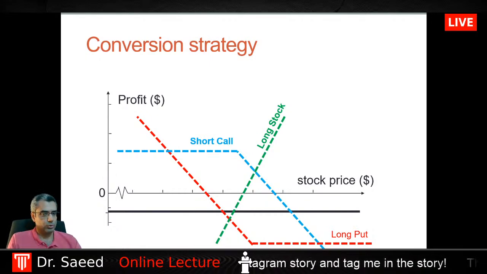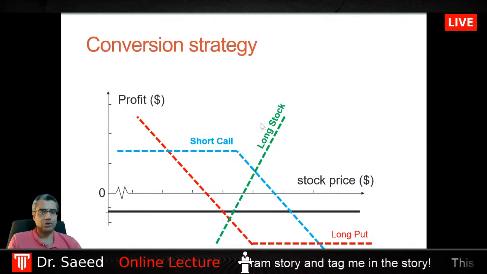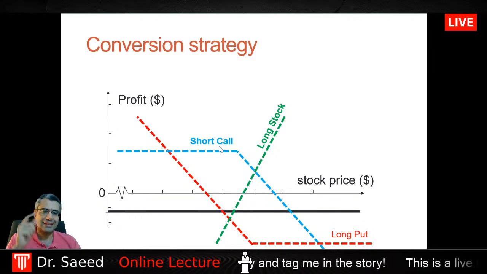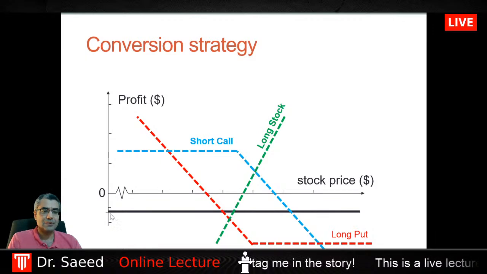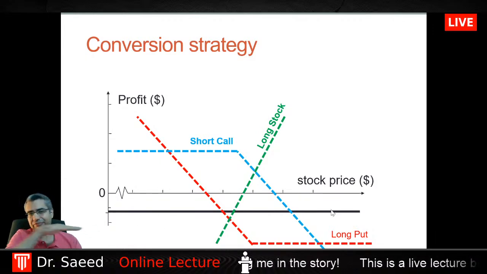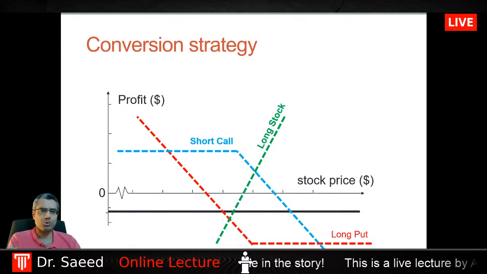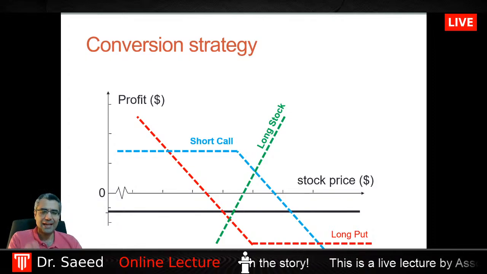But here, you long put. Long stock plus long put means portfolio insurance. But then I short call. And when I short call on top of that, this means that I will get a flat curve. This means if the price goes up, I won't benefit. And it's the same line, which is the premium I pay. It's the difference between these two premiums.